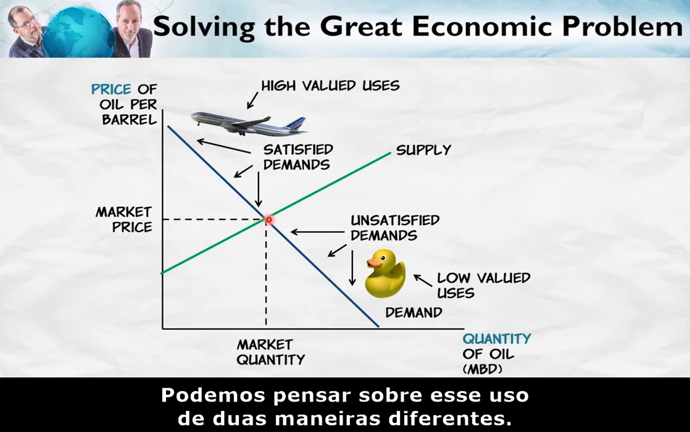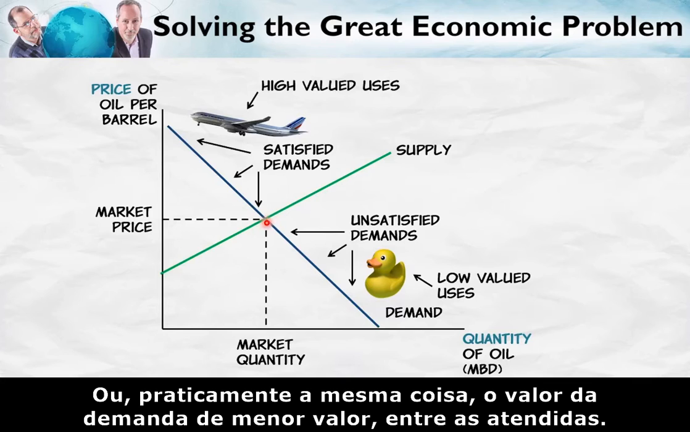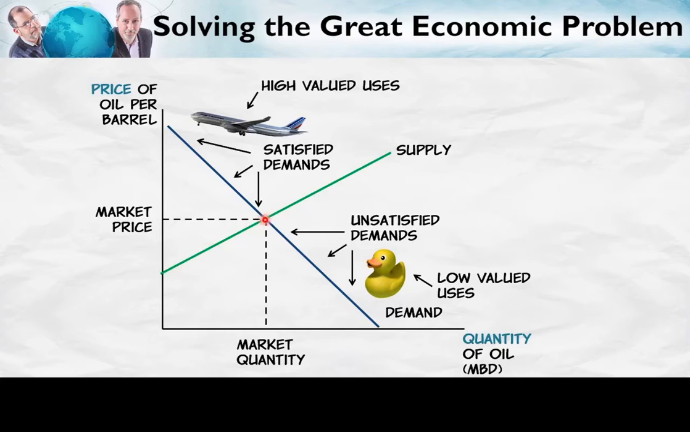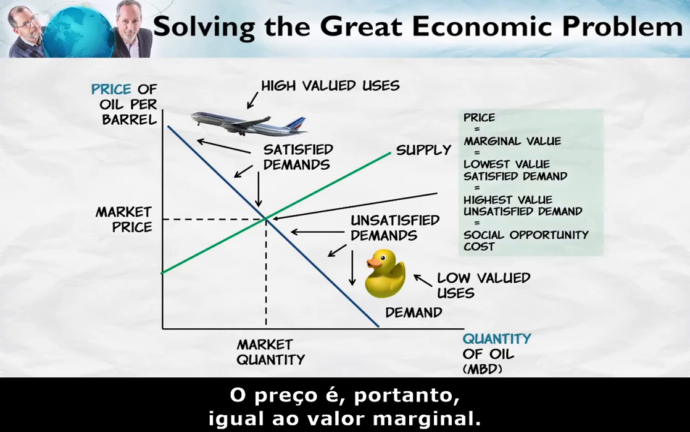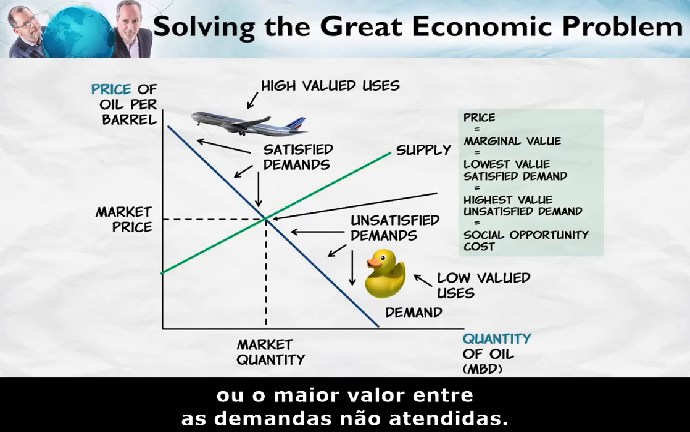We can think about this use in two different ways. We can think about this as being the value of the highest valued unsatisfied demand, or pretty much exactly the same thing, this is the least valuable satisfied demand. The price is thus equal to the marginal value. The marginal value is the lowest valued satisfied demand or the highest valued unsatisfied demand.